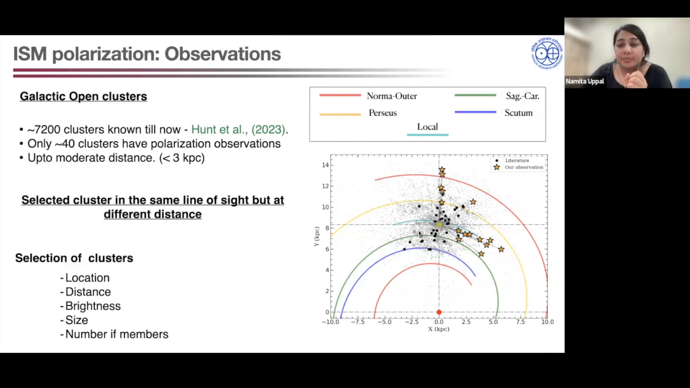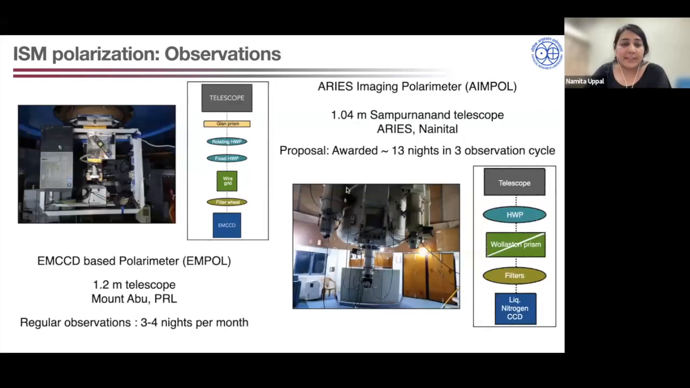And so the first cluster we have selected because there were already some polarization observations in the literature in this direction, and we have selected a distant cluster. And all these observations we carried out using Indian observation facilities.